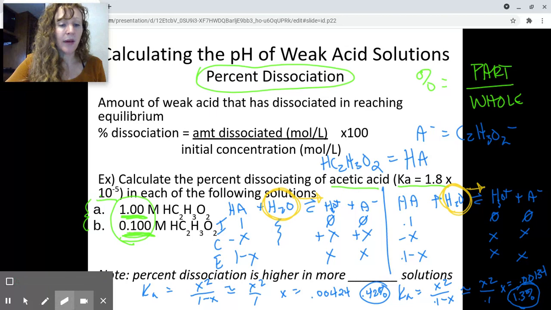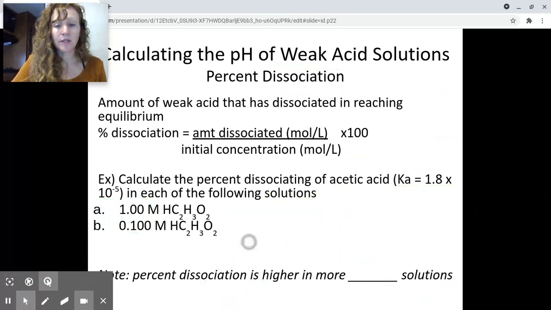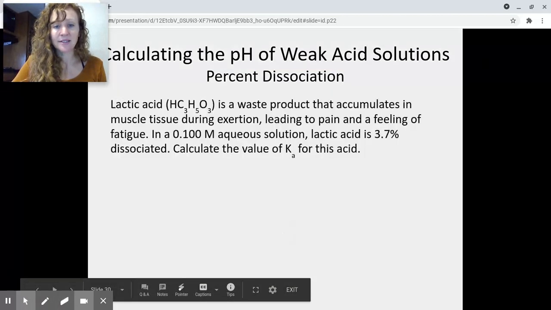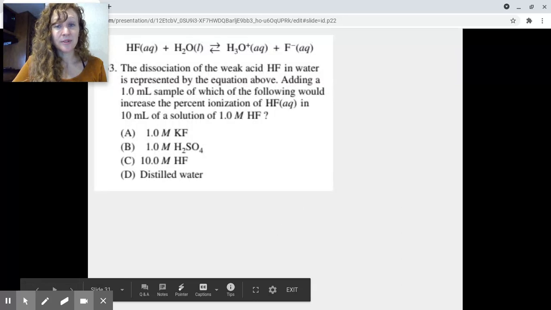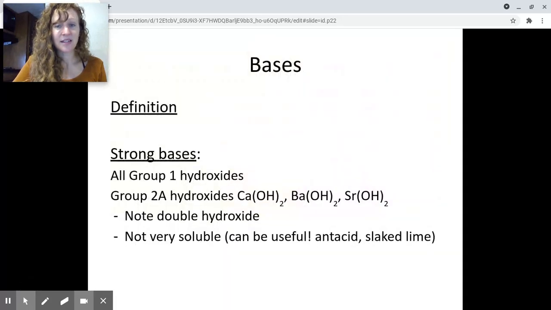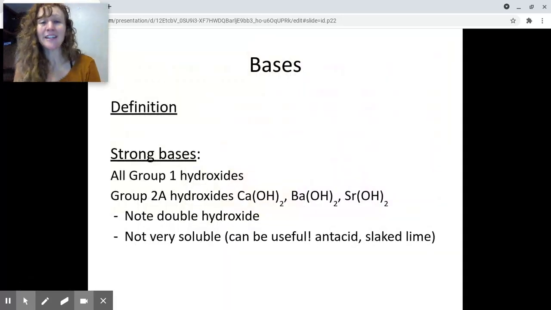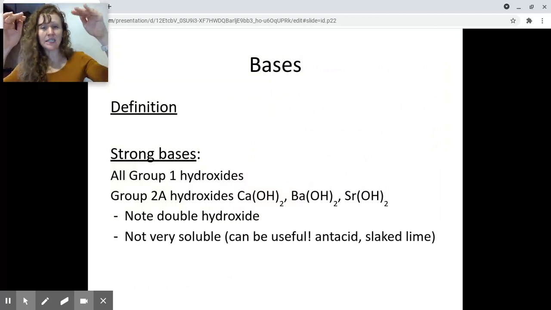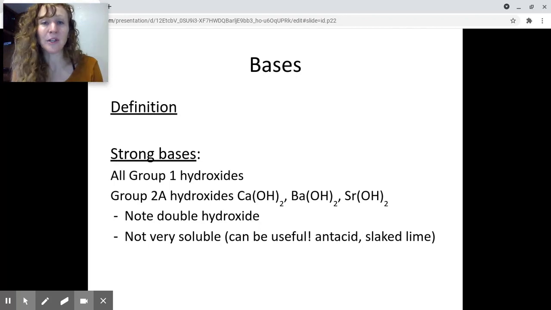Okay, so that's a pretty good place to stop. When we come back together, we're going to look at a couple examples. And then we're going to kind of go back to the beginning, repeat the process in terms of bases. So let me know what questions you have. I will see you in class.